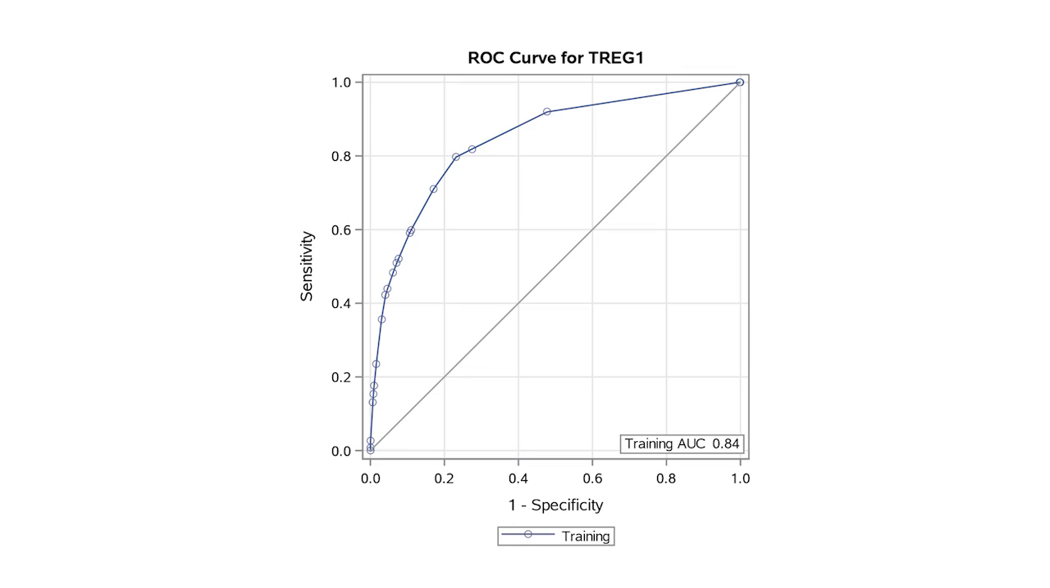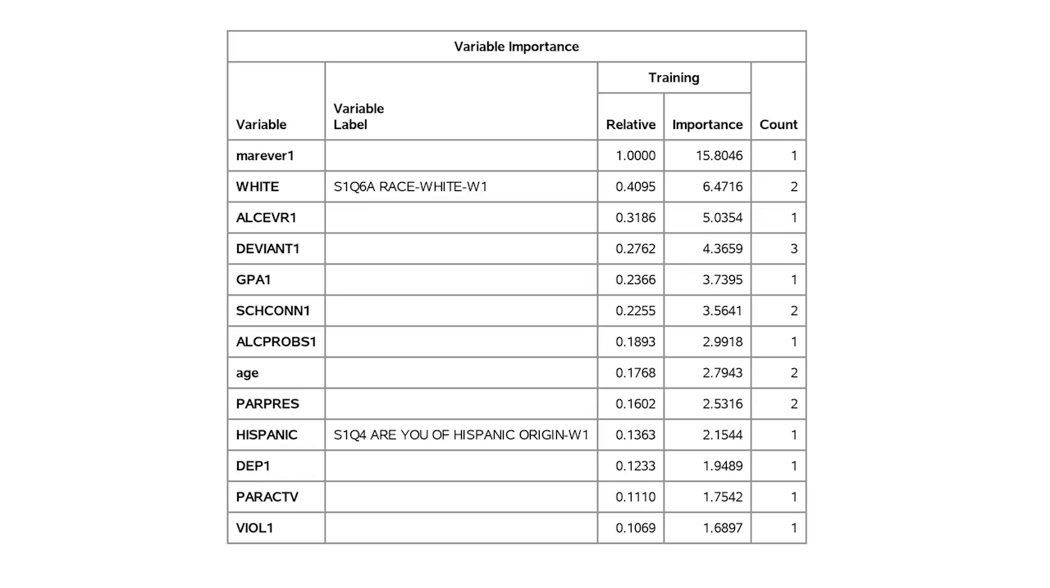Next, a receiver operator characteristic curve is displayed, known as the ROC curve, which shows sensitivity, that is, the true positive rate, and specificity, the true negative rate, plotted against each other. Finally, SAS provides a variable importance table.